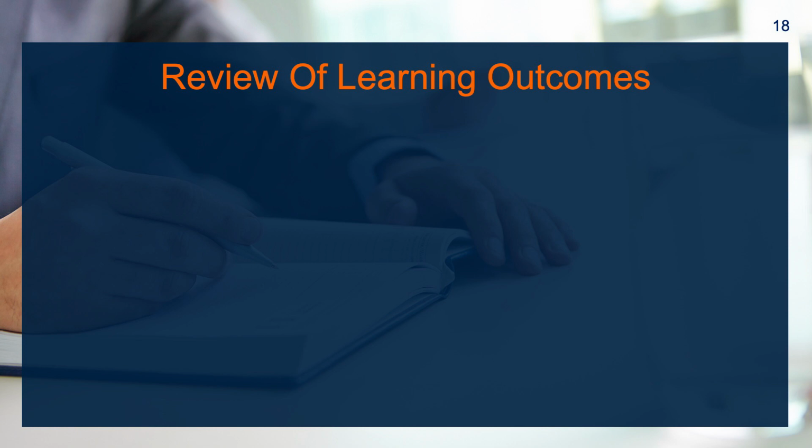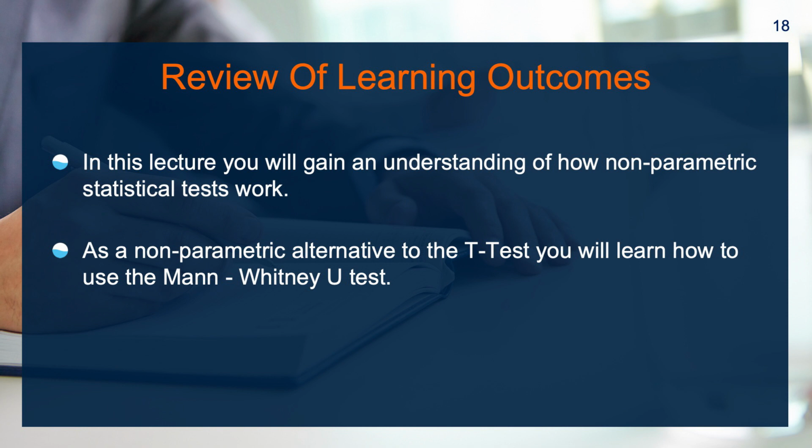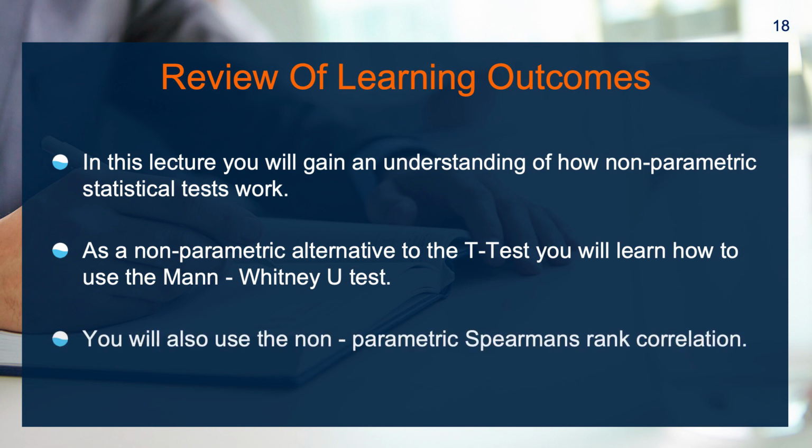So we'll finish today's session by just reviewing our learning outcomes. So you've gained an understanding of how non-parametric statistical tests worked. We've looked at using rank-based statistics, specifically the Mann-Whitney U-test and then Spearman's rank correlation. We've also then gone on to look at how to prepare data to use for analysis using JASP.